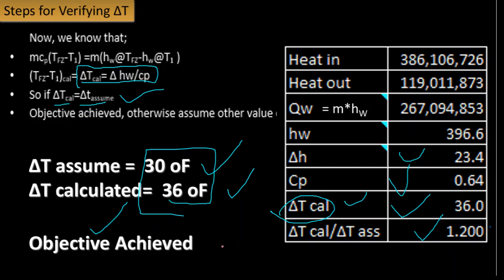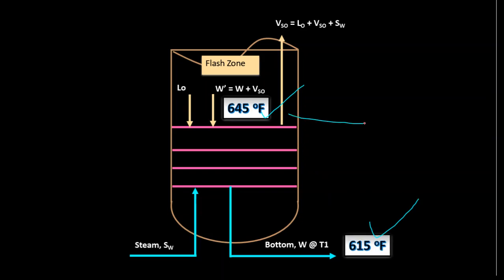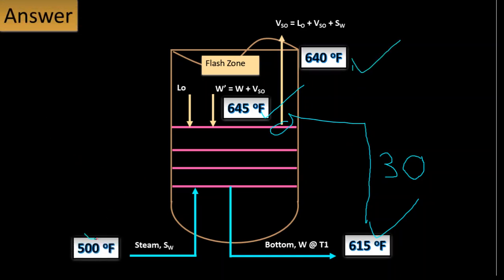So in this way we find the bottom temperature. In this way we have calculated everything. The flash zone temperature is given as 645, and similarly the temperature that we have calculated is 615, because the temperature difference between these two is 30. We assumed that, and our assumption is correct. The vapor leaving from the bottom section is at a temperature of about 640 degrees, and we know that this is given as 500. So overall our ultimate target, 615, is achieved. So this is all about the bottom calculations.